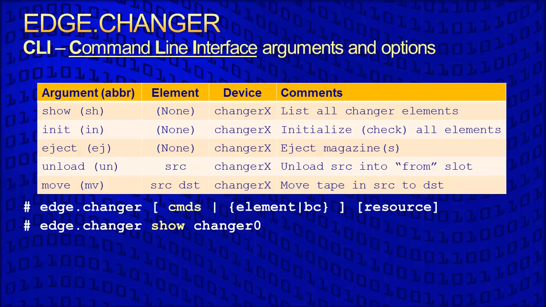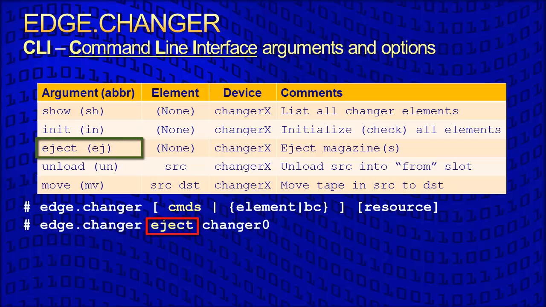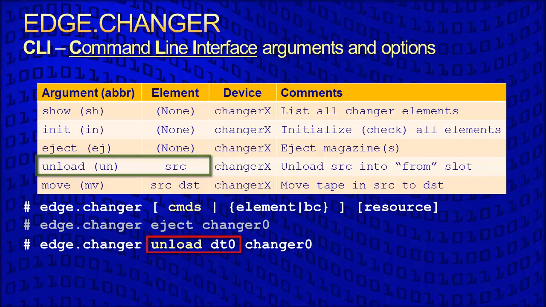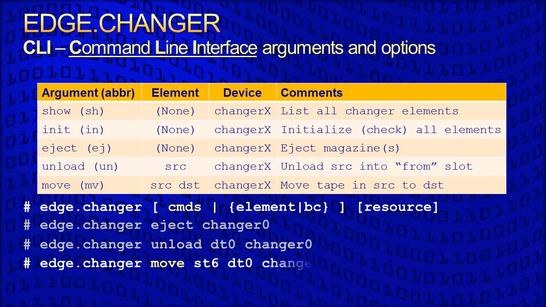The init and eject commands have the same syntax. Edge.changer space init space changer 0 will rescan all the elements in the changer, while edge.changer space eject space changer 0 will eject the tape drive's magazine or magazines. The unload command requires a DT element or tape drive element, for instance, edge.changer space unload space DT0 space changer 0. The move command requires a source element or barcode and a destination element.